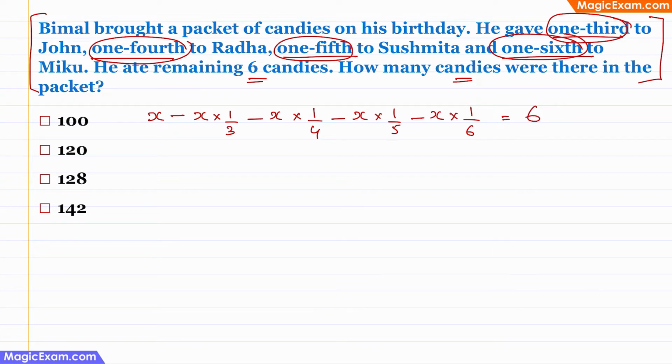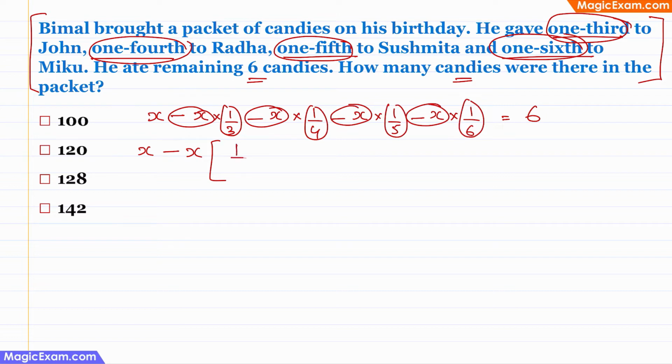So now we have to simplify this equation. To simplify this, first let's write x and take this minus x which is there in all these 4 parts of the equation. Let us take it out. So we'll get x minus x, and the signs of the fractions here will change, right? So that will become 1/3 plus 1/4 plus 1/5 plus 1/6 is equal to 6. Now to add these 4 fractions, we have to take their LCM. So the LCM of 3, 4, 5 and 6 is what we need to calculate.